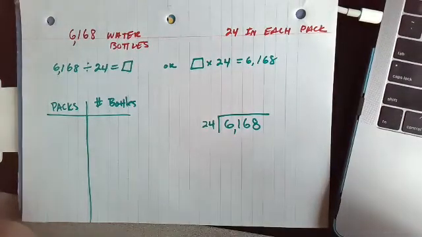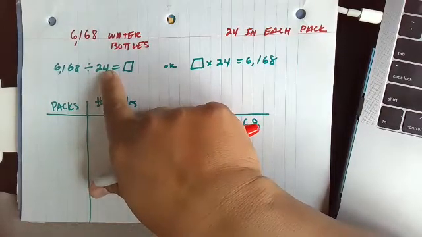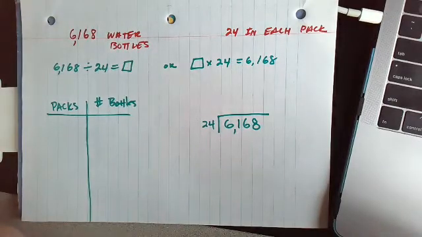Welcome. Today we're going to talk about using the ratio table for when we have large divisors like 24. I cannot stress enough how much context is important when we work with students.